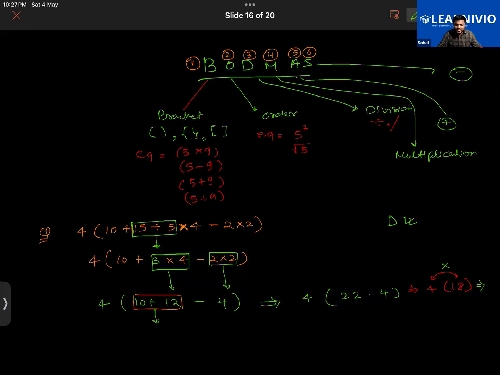Okay, I'm waiting for the answers. You guys done? No. Okay, do it quickly. 4 times 18 gives you how much? Read the table of 18. 18 ones are 18. 18 twos are 36. 18 threes are 54. And 18 fours are 72. So the required answer is 72.